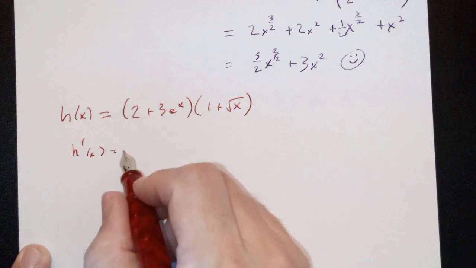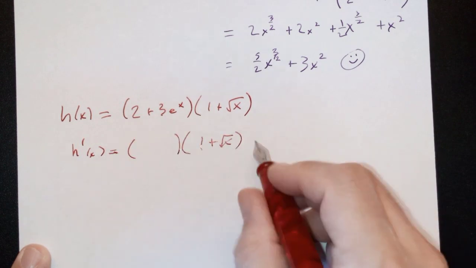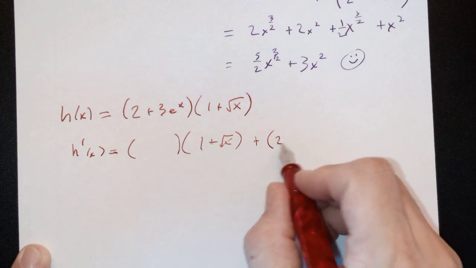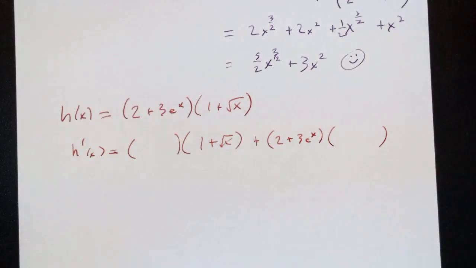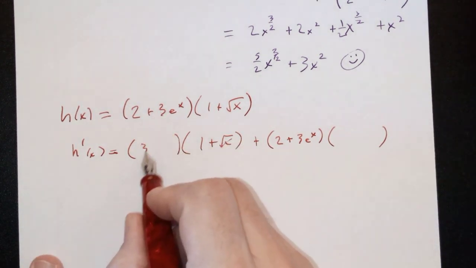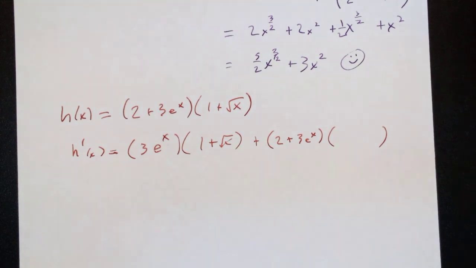Derivative of the first, leave the second alone. Plus, this time we leave the first alone and just do the derivative of the second. So now I can ask, what's the derivative of 2? 0. What is the derivative of 3e to the x? The constant stays there, and the derivative of e to the x is e to the x. Over here, what is the derivative of 1?